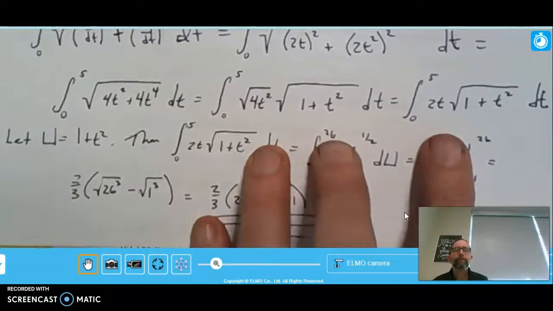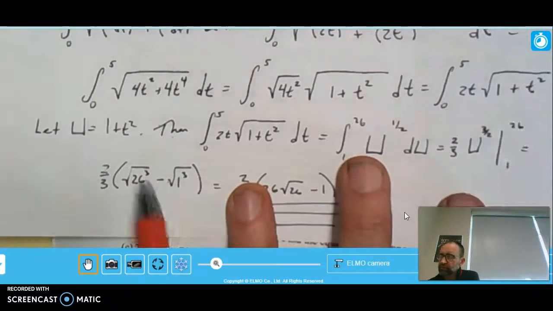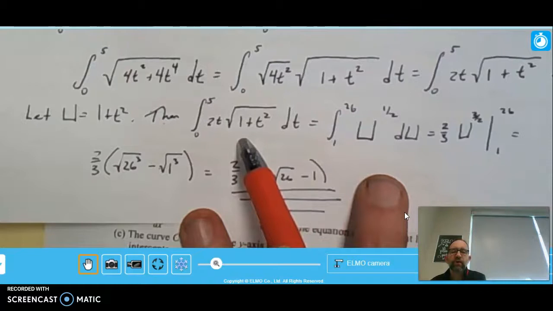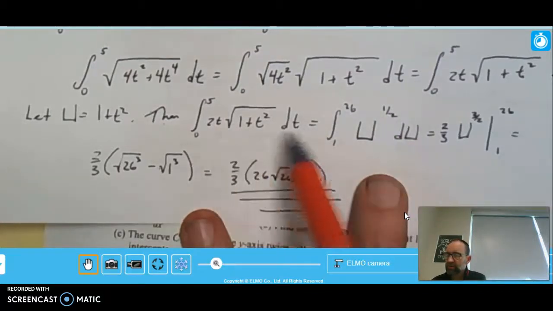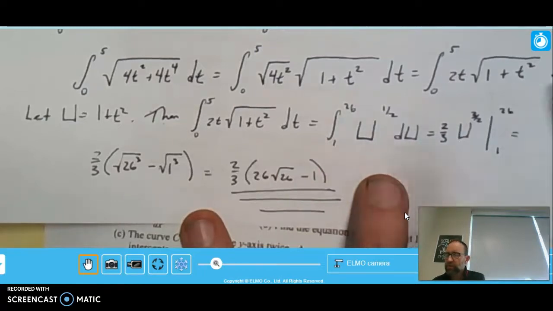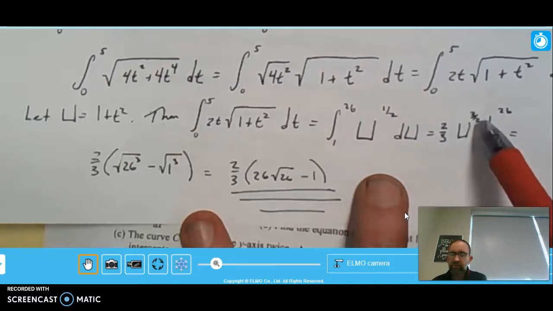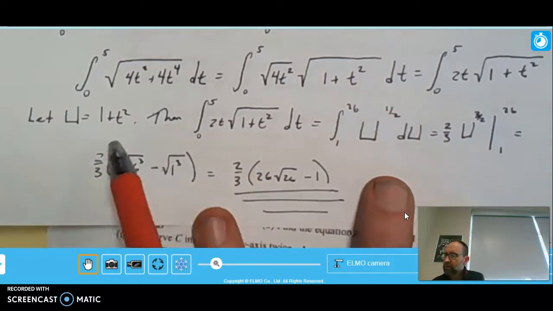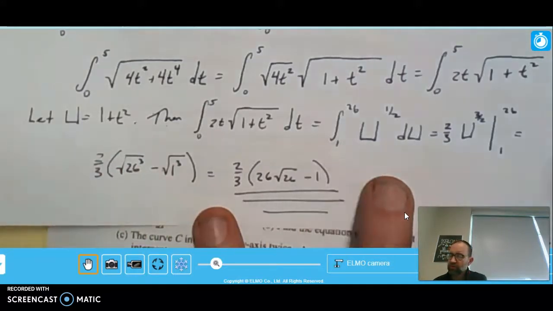Now we can do a u substitution. u will be the stuff under the square root. Then we can rewrite our original integral that would give us the distance traveled as the integral of u to the 1/2 du. When we increase the power by 1 and divide by the new power, we'll have 2/3 of u to the 3/2. Our original limits were 0 and 5, but when we change to u's, when t is 0, u will be 1, and when t is 5, u will be 26.